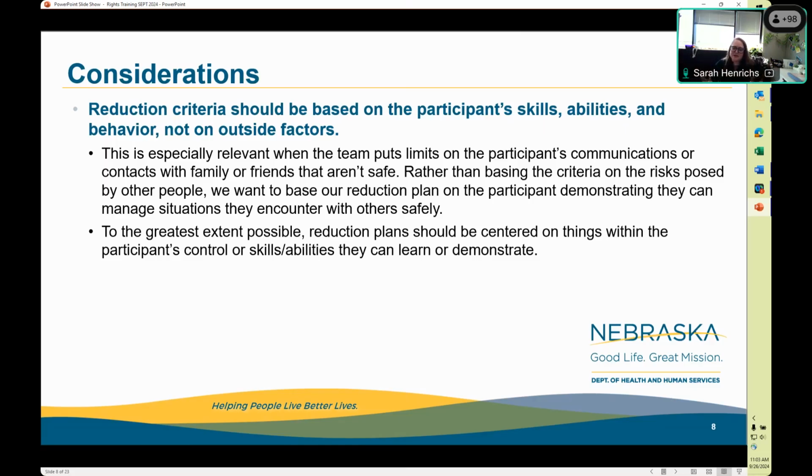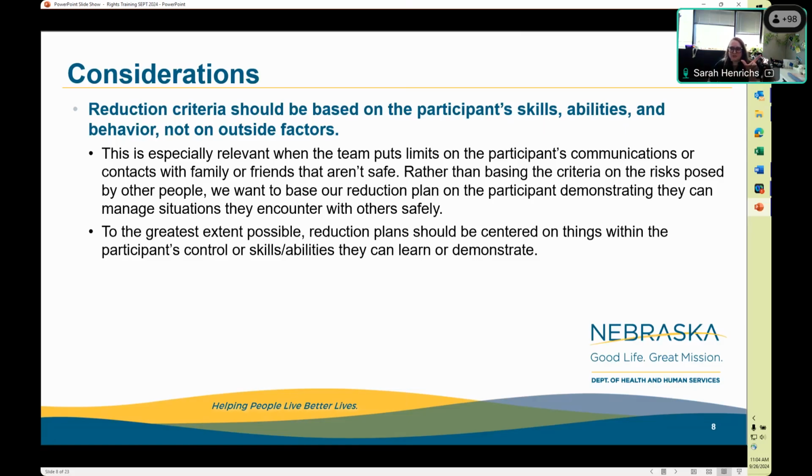And so sometimes it does make sense to limit their interactions with folks in their life who aren't safe or who aren't healthy relationships for them. But then it isn't the other person's behavior that is the risk. The risk is this participant doesn't have the ability to draw social boundaries, the coping skills to manage these relationships and keep themselves safe. So that's what we're going to teach.